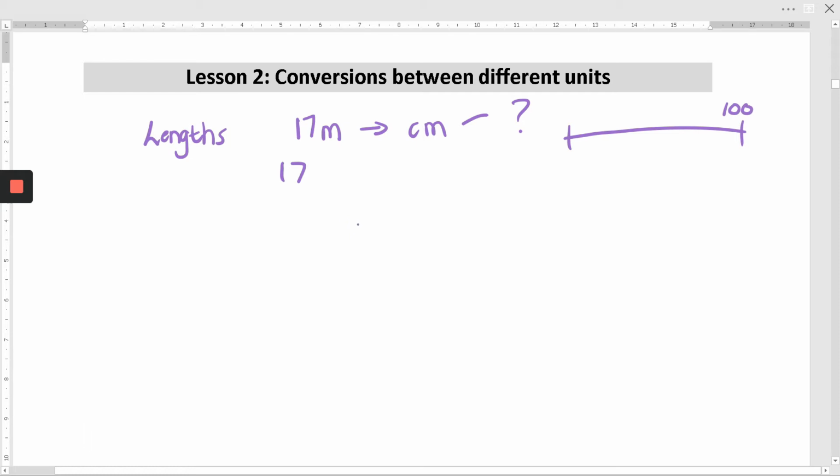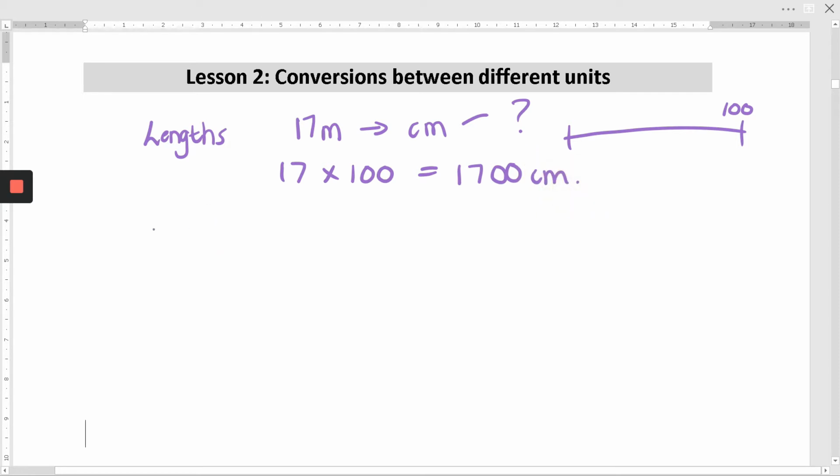And you'd realize that in order to get meters to centimeters, you need to say, well, how many's in one, and then multiply by that. So for 17 meters converting to centimeters, we would multiply by 100, which means we're essentially adding 2 zeros.